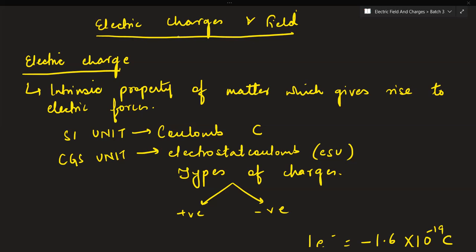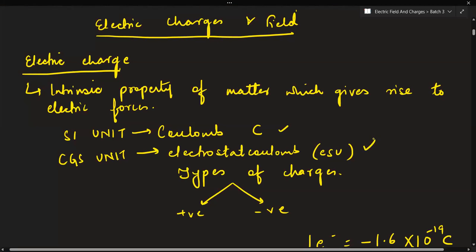Fine. Okay. So see, electric charge is the basic property of matter and the SI unit is coulomb. CGS unit is electrostatic unit. So you have to remember the SI unit of electric charge and CGS unit. Now, charges are of two types, which you are already aware of, positive charges and negative charges. This was given by Franklin.